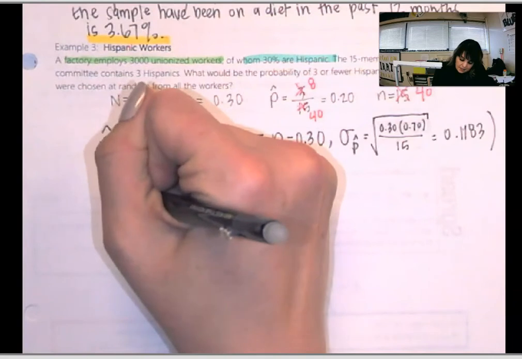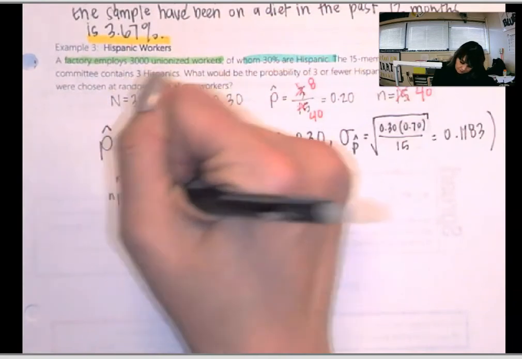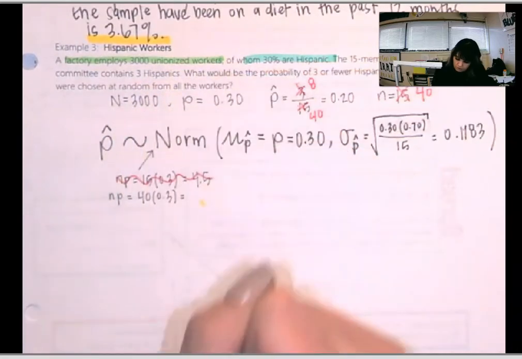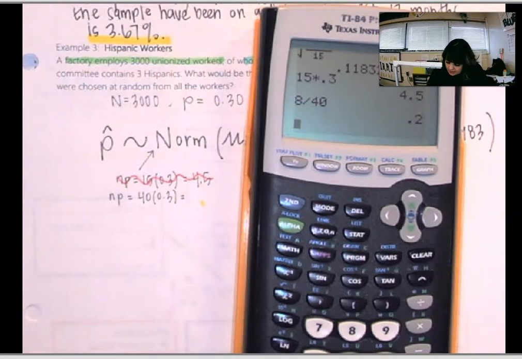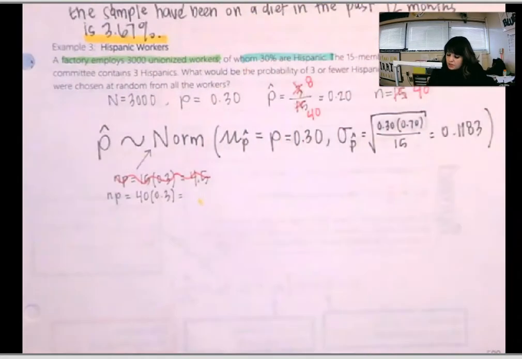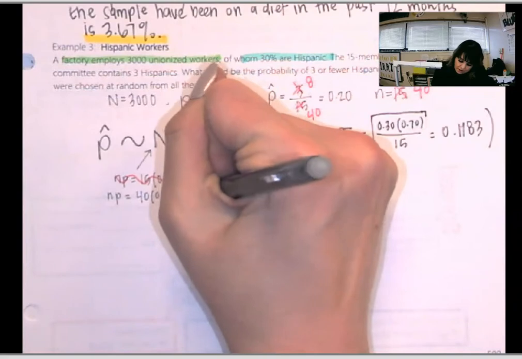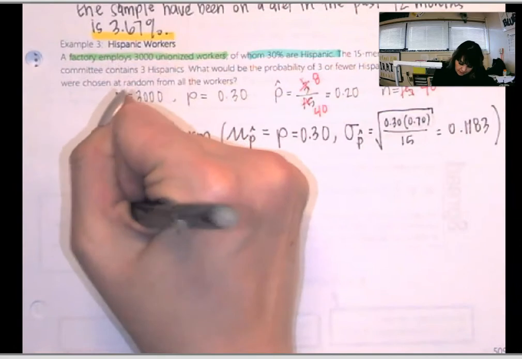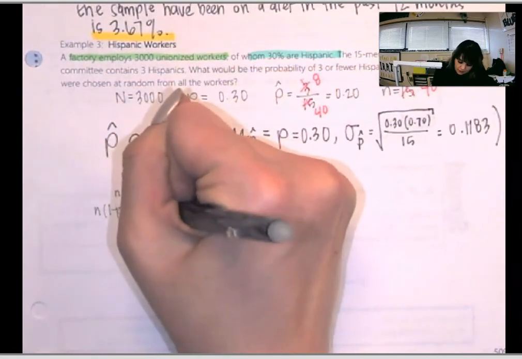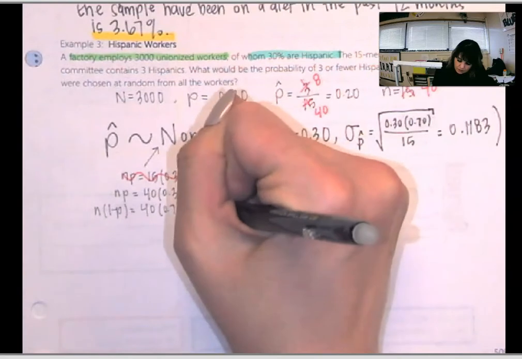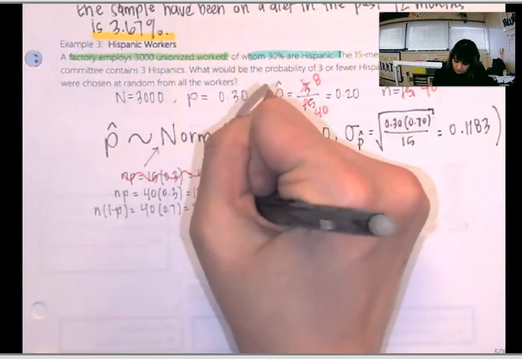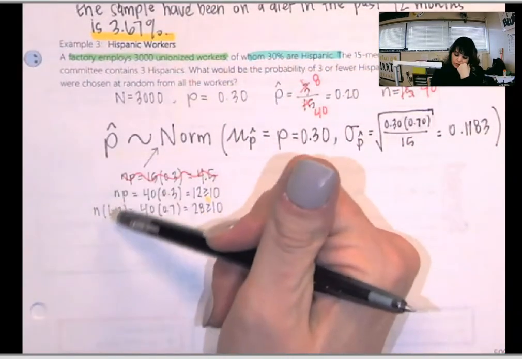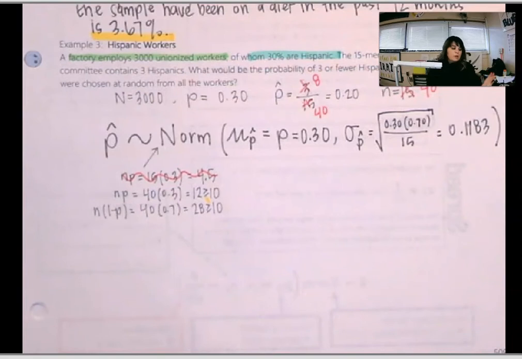N times P is 40 times 0.3, which this time gives me 12. So we barely passed the large counts on that one. N times 1 minus P is 40 times 0.70, which is 28. So large counts is now satisfied. Remember, you don't have to write this on your can you do. I'm just reminding us what I'm checking.